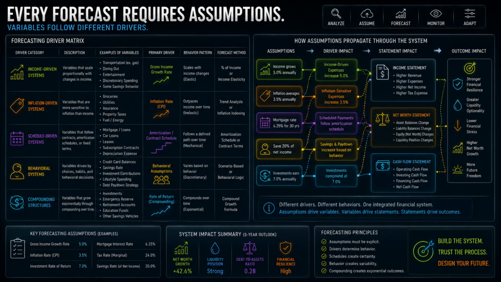Other variables are schedule-driven. For example, amortized debt, lease structures, and depreciation systems. And still others depend heavily on behavioral assumptions. Examples include revolving credit balances, savings rates, investment contributions. This is where forecasting evolves into driver-based systems engineering.